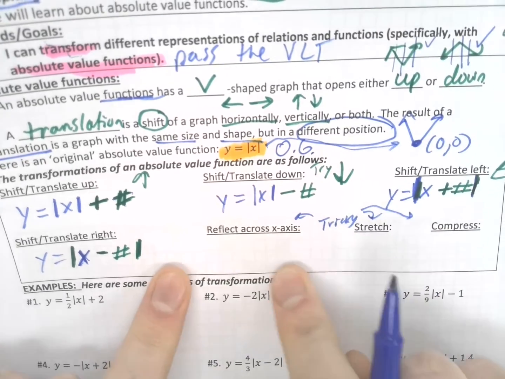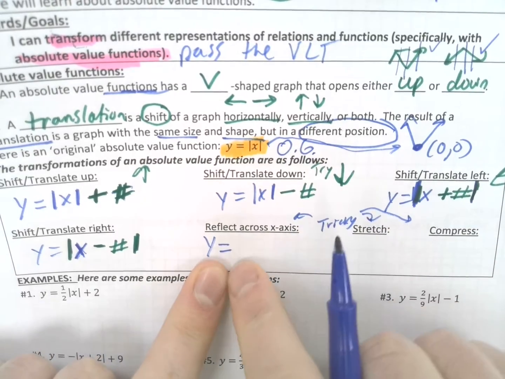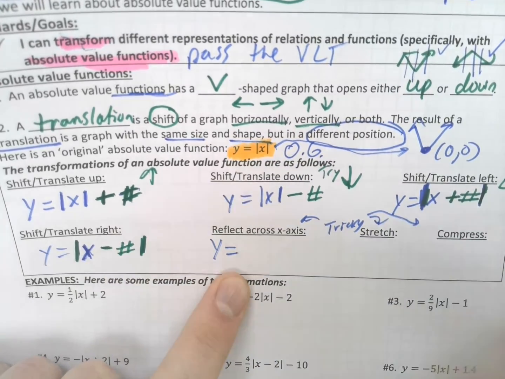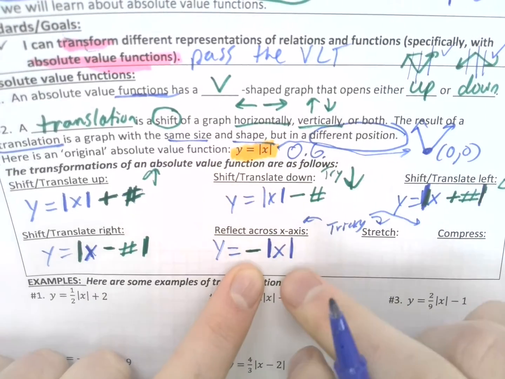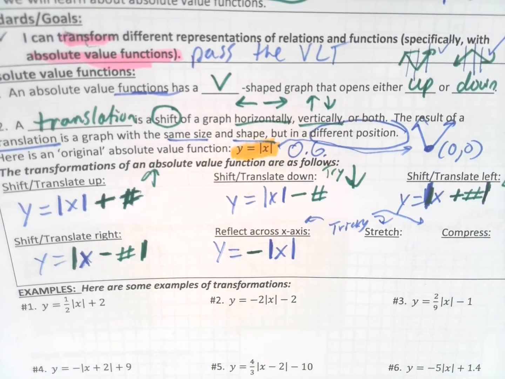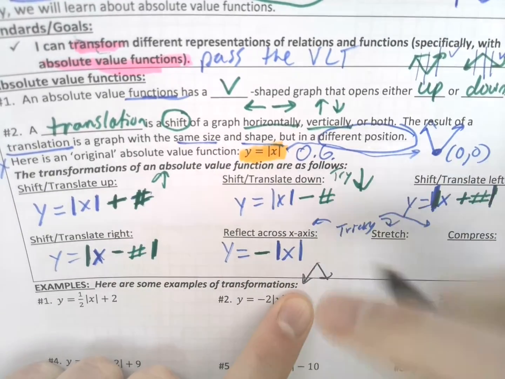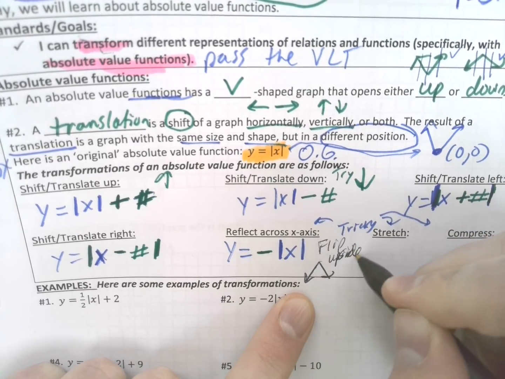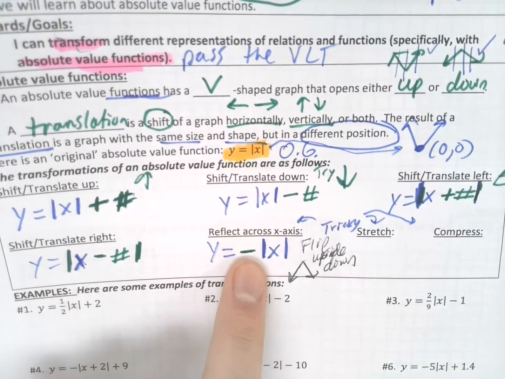These last three are kind of tricky. So if you want to reflect across the x-axis, here's what you do. y equals. Now, in front of our absolute value, in front of the OG, you're going to put a negative sign. And so what that does is that actually causes our graph to flip upside down, just by putting a negative out front.